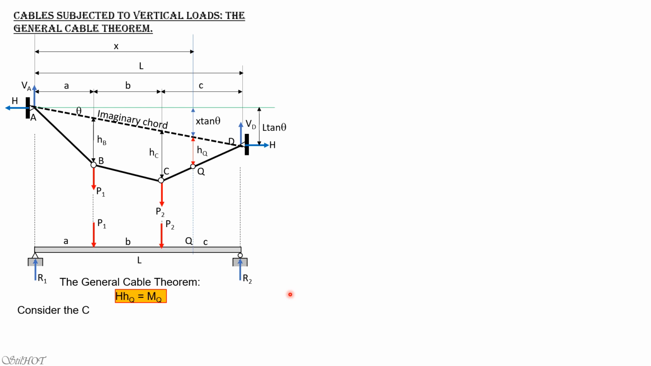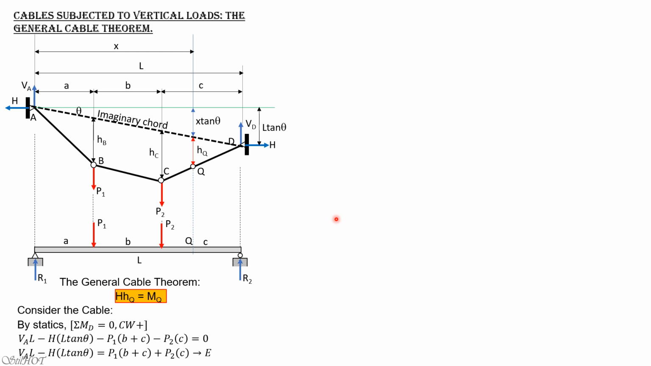So let's continue. Let's consider the cable first, considering the entire system. By statics, summation of moment about D equals 0, and considering clockwise positive, our equation would be V sub A times L minus H times L tangent theta, then minus P1 times the moment arm B plus C, minus P2 times C equals 0. So V sub A times L minus H times L tangent theta equals P1 times (B plus C) plus P2 times C. Let's call that equation 1.